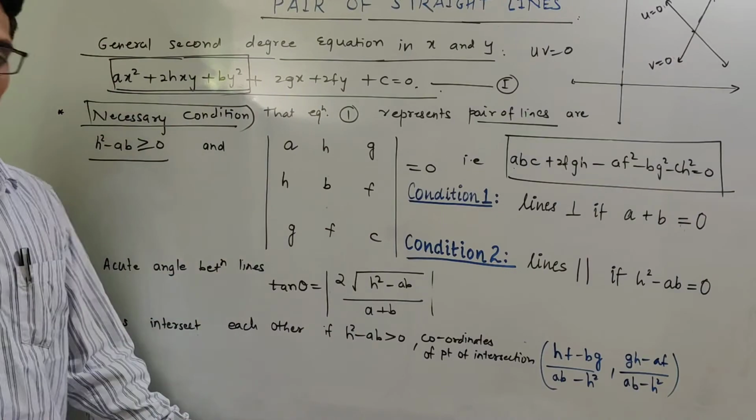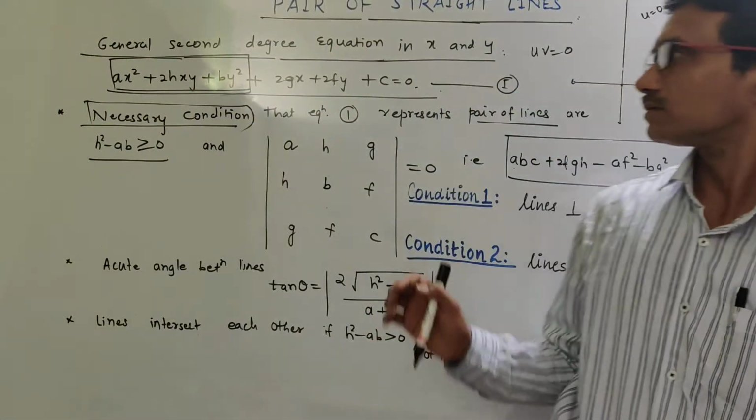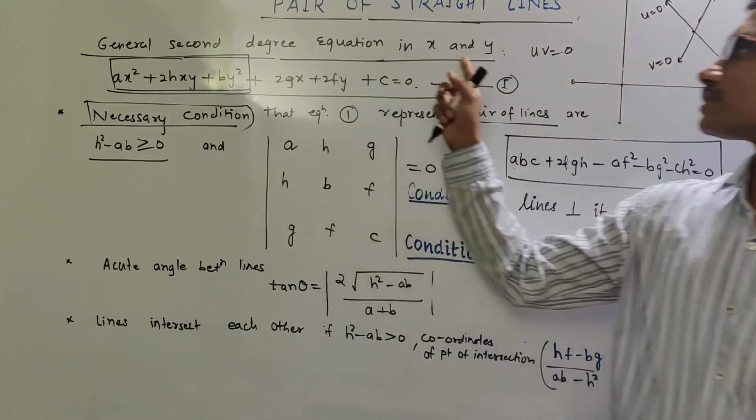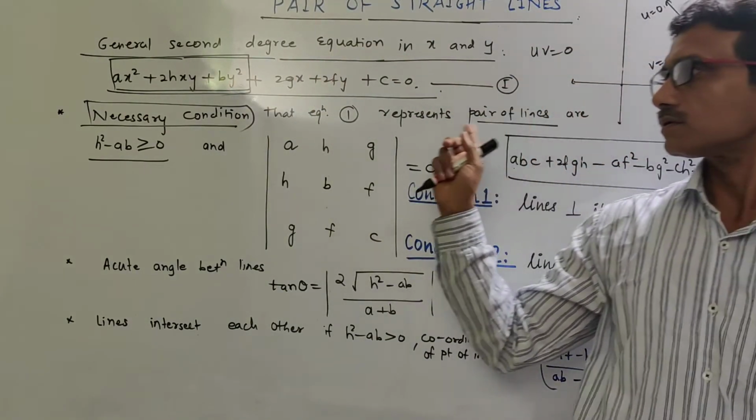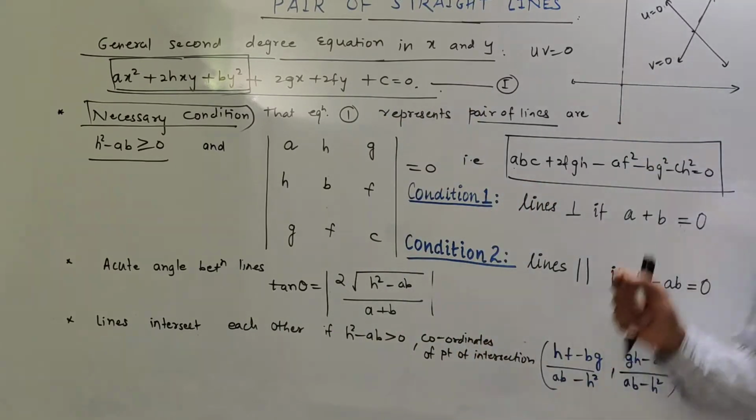So we will continue exercise 4.3 and which is based on the general second degree equation of pair of lines. So that pair of lines are not passing through the origin. So we start with the exercise 4.3.